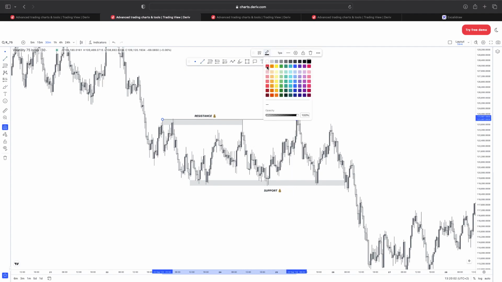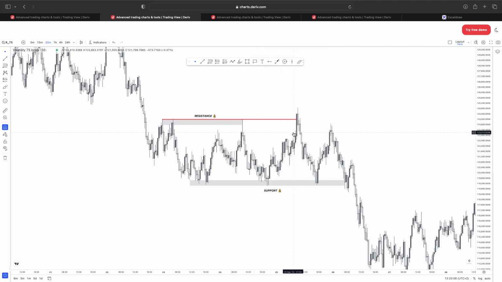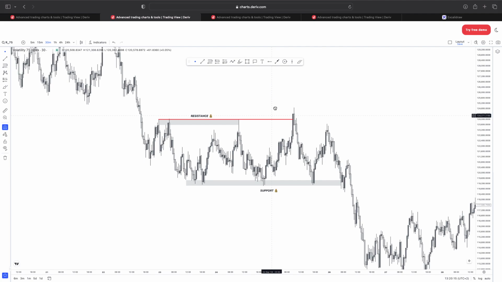So let me just highlight that in red and then do it like this. So as you can see, price just slightly traded above those relatively equal highs. So again, what happened here?